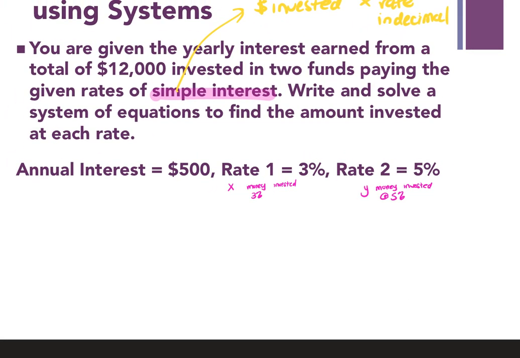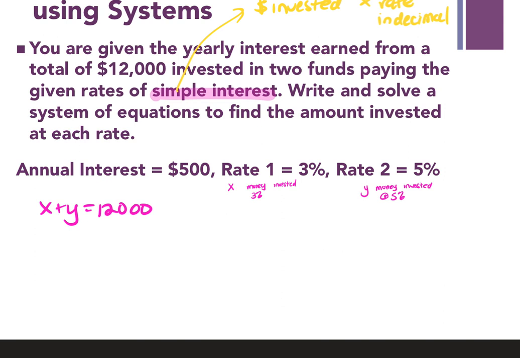So in the body of the word problem, it says you're given the yearly interest earned from a total of $12,000 invested in two funds. That means the total amount of money put into these two accounts equals $12,000. That means X plus Y equals 12,000. And that's one of your two equations.